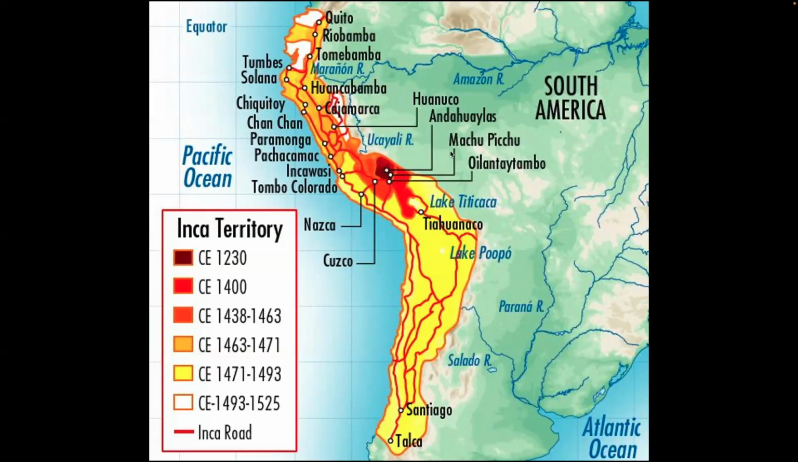As you can see, the darker red colors are where it started out in the 1200s. It grows somewhat throughout the 1400s, but from 1463 to 1525 is really when they do that key expansion. You can see it goes all the way up to Quito, and all the way down to almost the bottom of the South American continent. So key expansion, a large amount of territory to maintain control over.